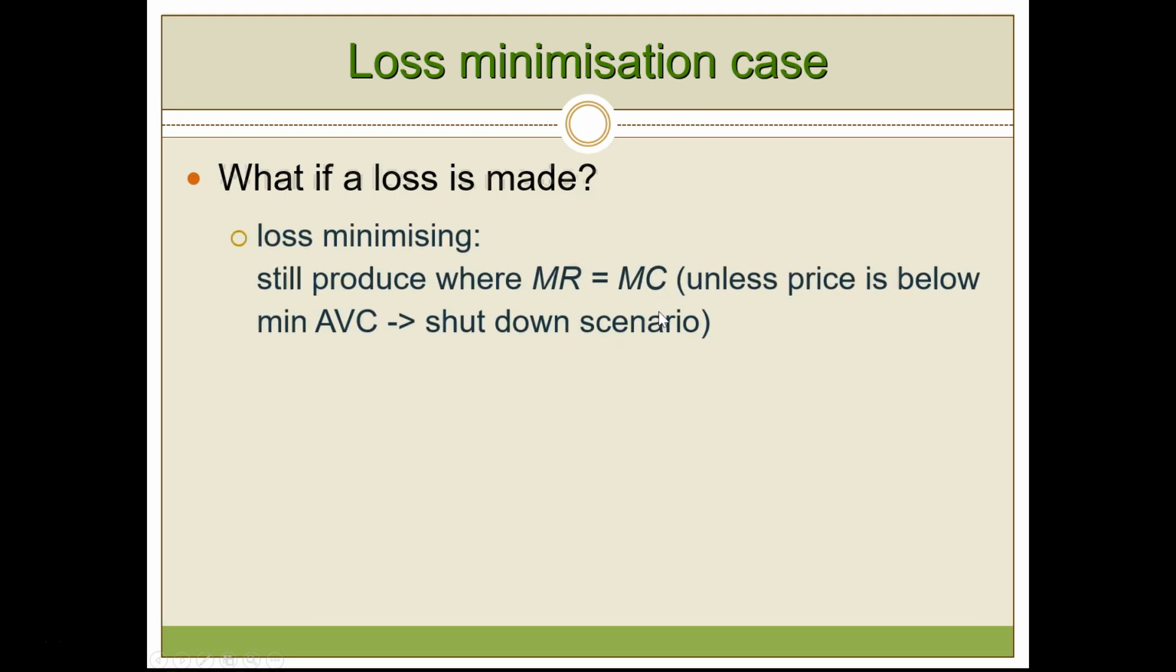If the company is making losses, it can still operate at a point where marginal revenue equals marginal cost. By choosing this level of output, it will ensure that its losses are minimized, that it's not losing more than necessary, unless the price drops below the minimum of average variable cost, in which case it should shut down production altogether. We'll come back to this later.